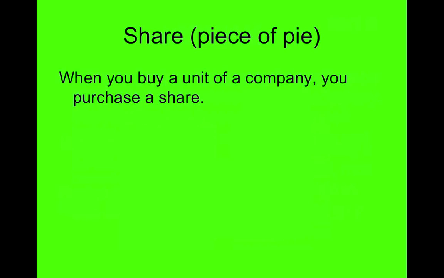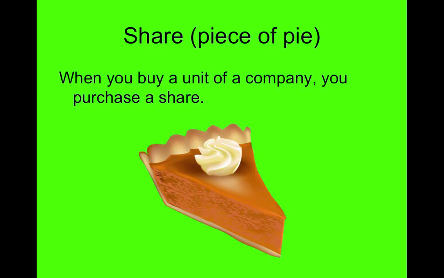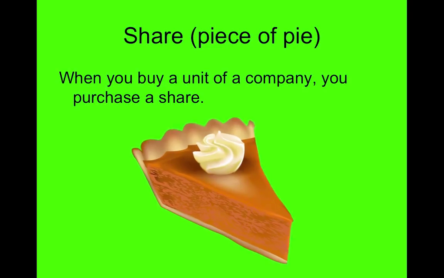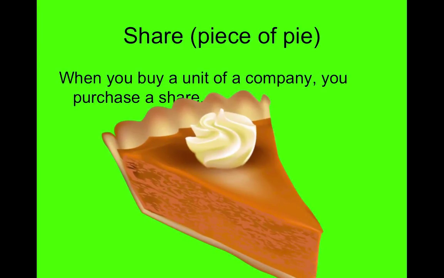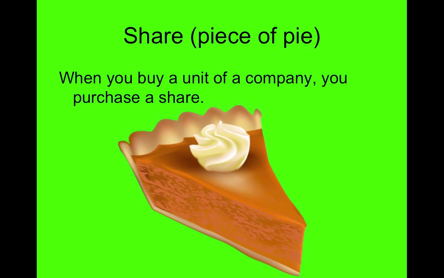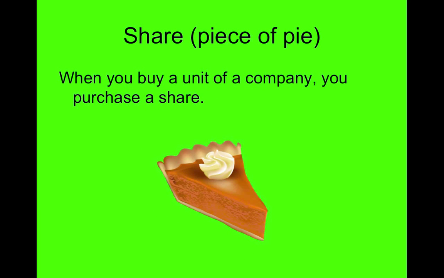Another way of thinking about it is a share is like a piece of the pie. When you buy a unit of a company, you purchase a share. So let's think about it as you got a piece of the pie. When that company is doing really well, your piece of the pie will get bigger, which means the amount of money you make and the amount you can sell that company for will go up. At the same time, if the company is not doing well, your piece of the pie will get smaller.